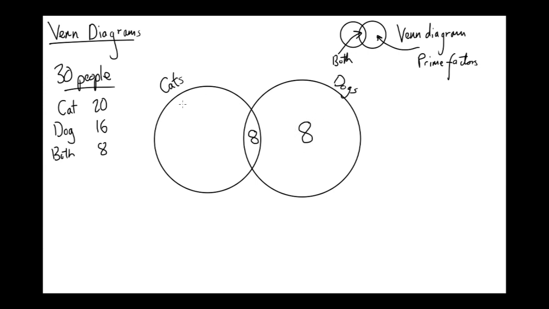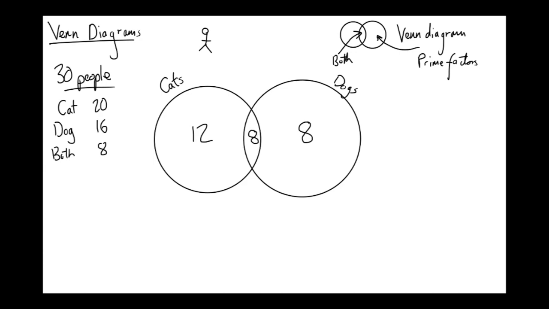We do the same on the other side. 20 people own a cat, but of those 20, 8 of them also own a dog. Okay, so we take 8 away from 20 and we're left with 12. So if you were to get some people and draw this on the floor, you'd only have to stand in one place. You obviously couldn't stand in cats and dogs unless you stood in the middle bit. So it's not 20 in here for cats and it's not 16 for dogs. You've got to take off that both to see what's there.